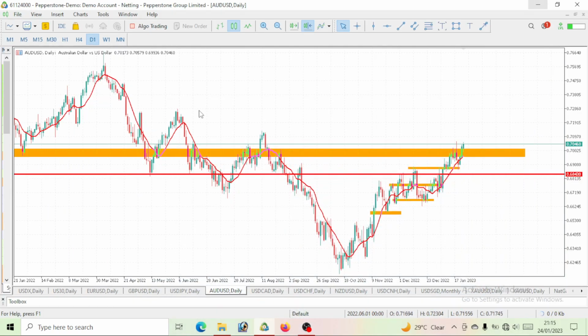Okay, now let's take a look at AUD USD for the 25th, which is for the next day.